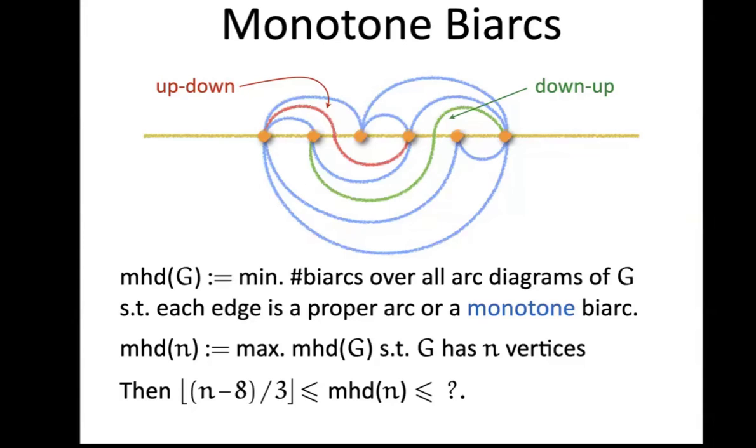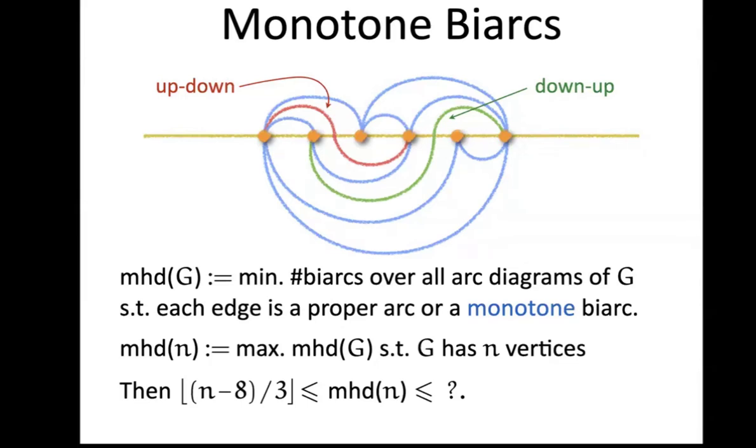Okay. So this is this monotone scenario where we could even further distinguish two types of monotone biarcs, depending on in which direction they cross the spine, like from top to bottom or bottom to top. We call them up-down or down-up, if we read them from left to right. And this monotone Hamiltonicity defect is just the same as the previous one, just with the additional restriction to be monotone for these biarcs. Then, of course, the lower bound translates by adding additional requirements. We cannot possibly get by with fewer biarcs. The upper bound, however, does not.